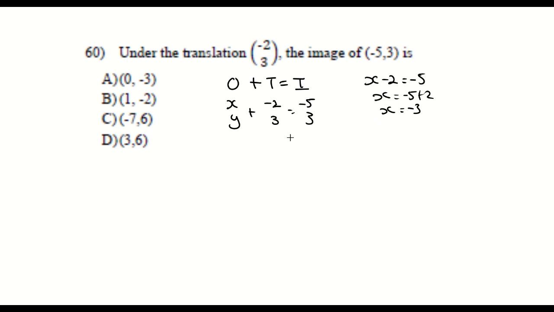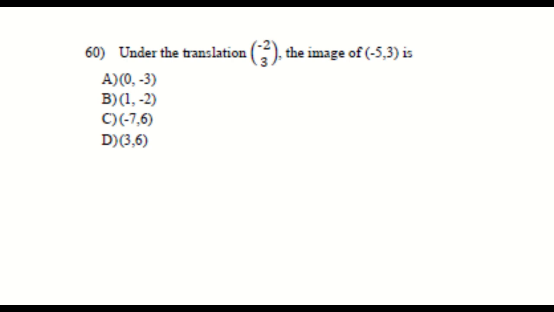And y plus 3 is... hold on, am I saying the correct thing? Under the translation negative 2, 3, the image of 5, 3 is the image, sorry, this is your object. I was reading it and I got confused. So they're asking you for your image.